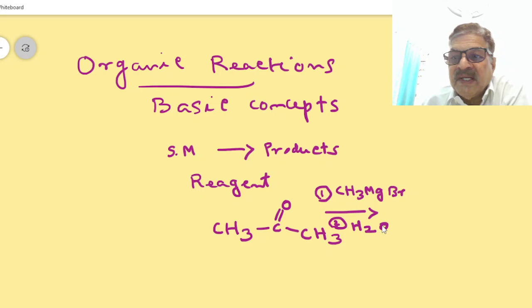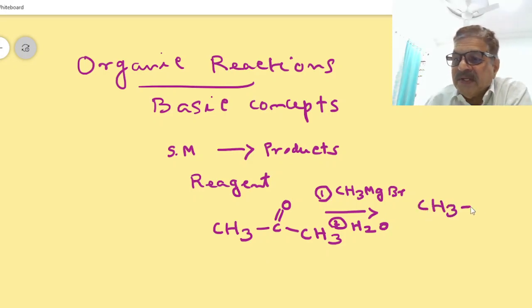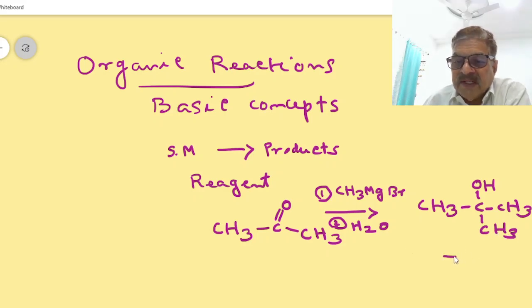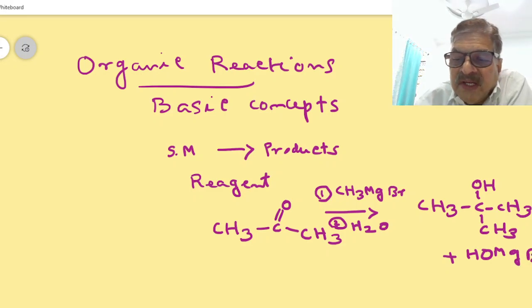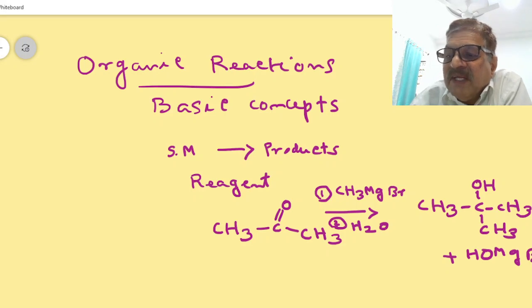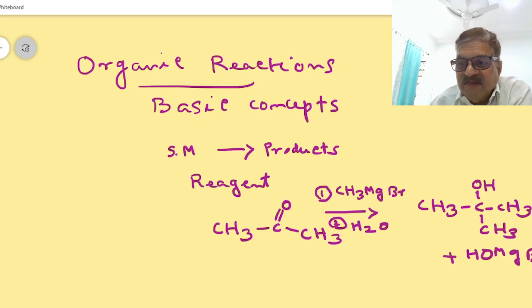These two sequential reactions, one after another, are usually numbered like this, one below the other. Then we write the product here. This is our main product. The other one we don't normally show. We are not that much concerned with the inorganic complex being formed here, which is an inorganic byproduct. Normally we don't show it, as it is of not much significance to us. This is the way we write it.